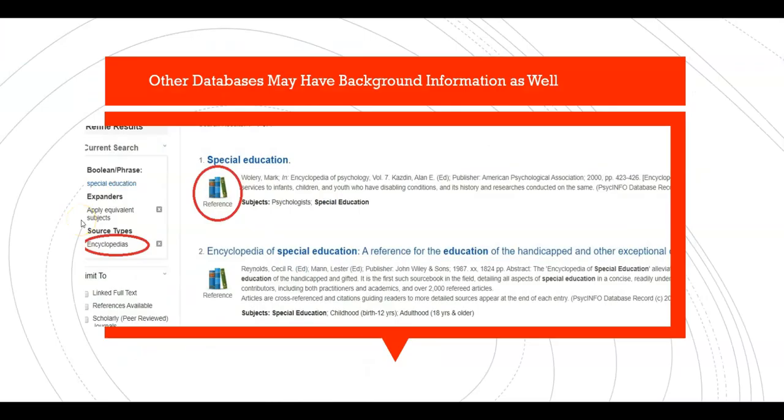Some of the other databases we have that are not explicitly geared towards dictionaries or encyclopedias might also have background information in them as well. While you're searching, what you want to look for are icons that say reference or describe the source type as encyclopedias, since you know encyclopedias are considered reference sources and have background information in them. They are going to be background information sources you can look at.